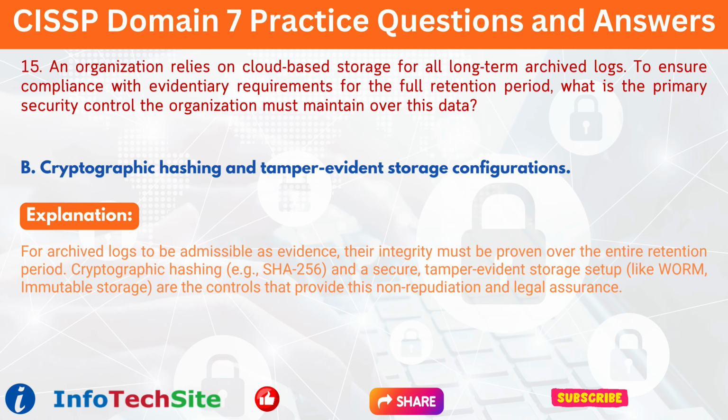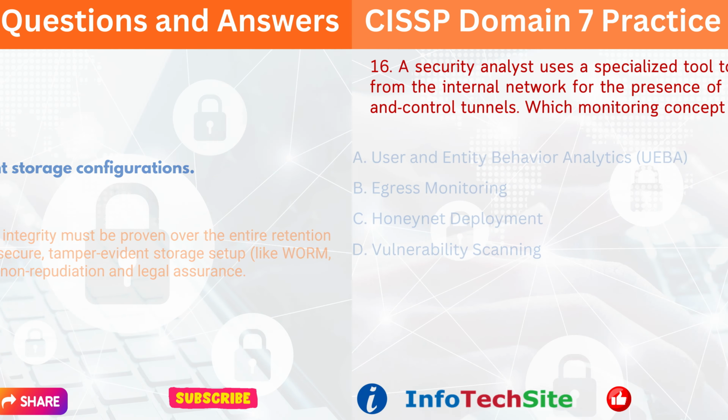Explanation. For archived logs to be admissible as evidence, their integrity must be proven over the entire retention period. Cryptographic hashing, e.g., SHA-256, and a secure, tamper-evident storage setup, like WORM, immutable storage, are the controls that provide this non-repudiation and legal assurance.